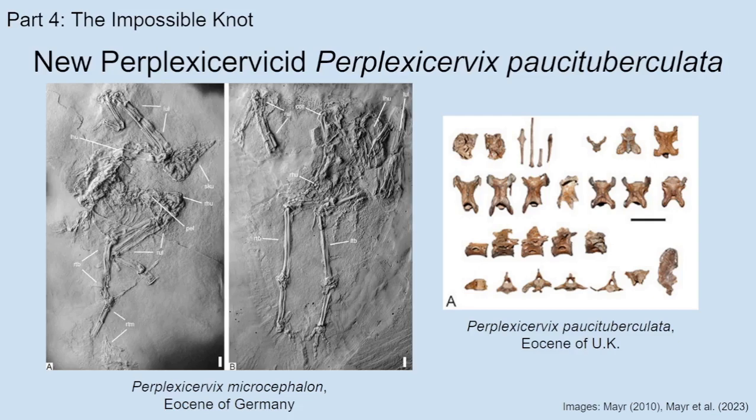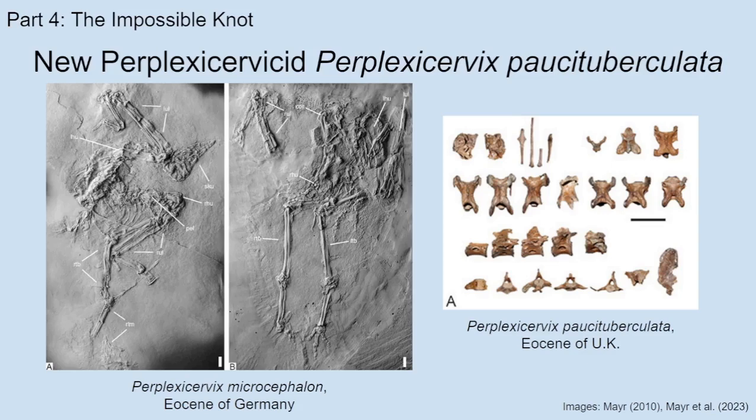So originally, Perplexicervix was named based on specimens from the Eocene of Germany. These are specimens from the very prolific Messel formation, which has produced many nice fossil bird specimens. And you can see some examples of these on the left here. Perplexicervix was a bird that had quite a small head and pretty long wings, but was most likely spending a lot of time foraging on the ground, based on the proportions of its toes.